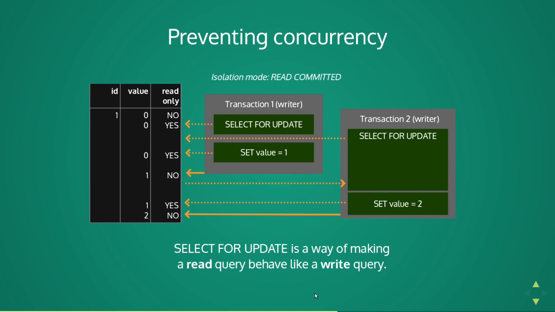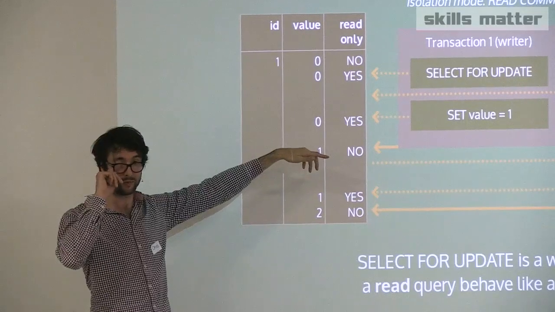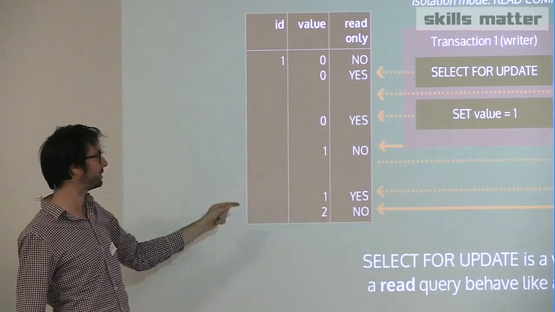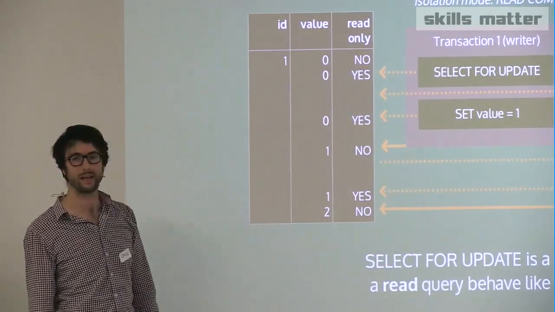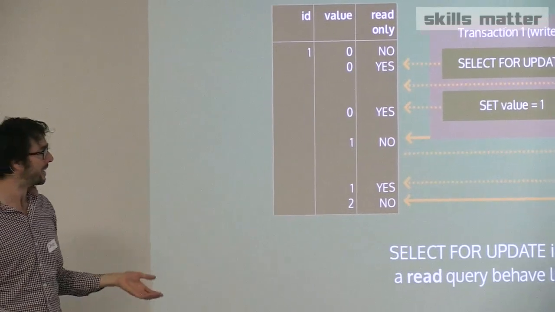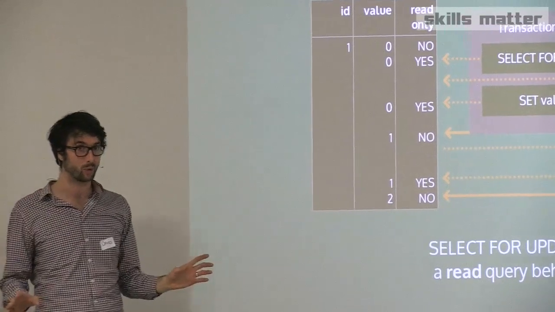Then transaction 1 does its thing, it sets the value, no change yet, and then it commits it. Great. As soon as that's committed, transaction 2's got the lock. So it then gets the value, and this time it gets the value of 1, which is what it really wants. Before, you remember, it would have got the old value because it wasn't waiting until it had exclusive rights on that record. So then it sets the value as 2, and everything is happy. So the way I think of select for update is it's a way of making a read query behave like a write query.